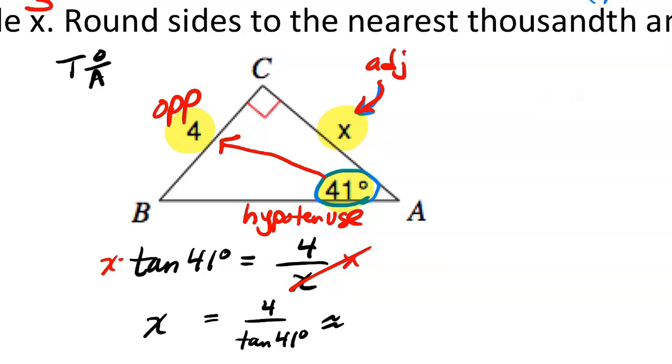So in your calculator, when you're in degree mode, you would have 4 divided by tangent 41. So I get x is 24. That doesn't make sense. I must be in radian mode. There we go. I get 4.6. That makes better sense with the diagram. And we asked around to the nearest thousandth. This place here is the nearest thousandth place.